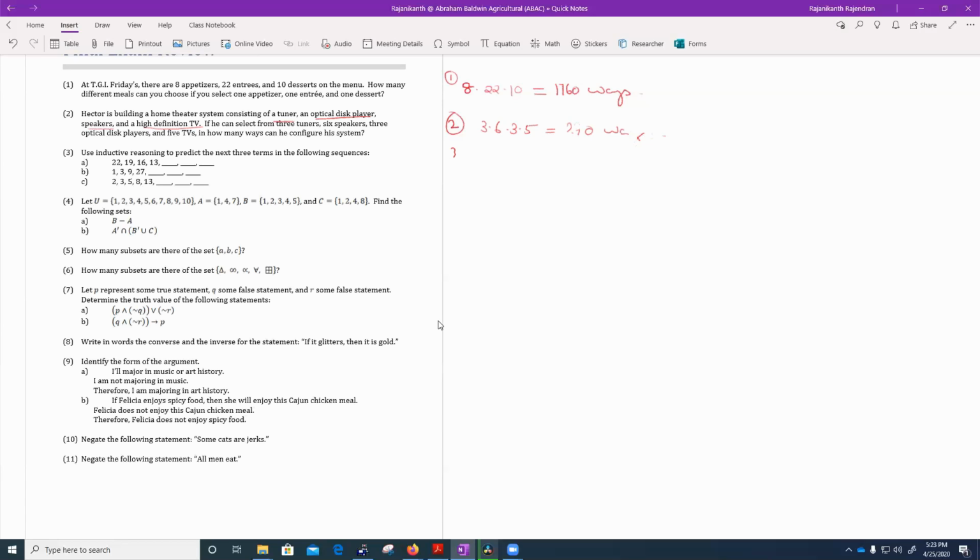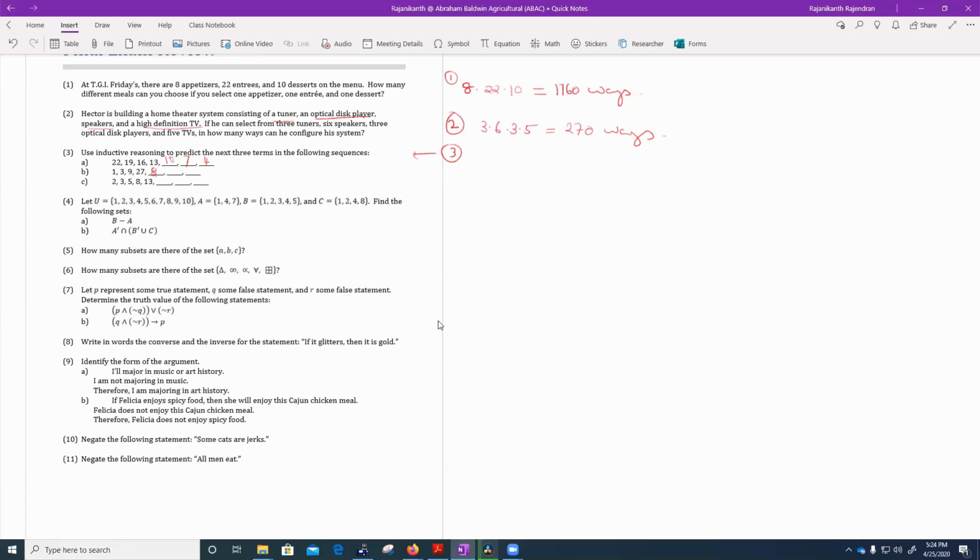Okay, number 3. Use inductive reasoning to predict the next 3 terms. So let me do some here. For part A, if you look at the pattern, what's happening here? Decreasing by 3. So that means this will be 10, decreasing by 3, 7, and 4. The next one, what's happening? We are multiplying by 3 to get the next term. So it's going to be 27 times 3, which is 81.